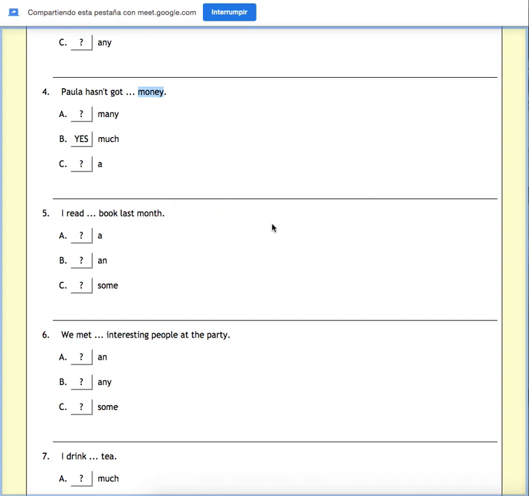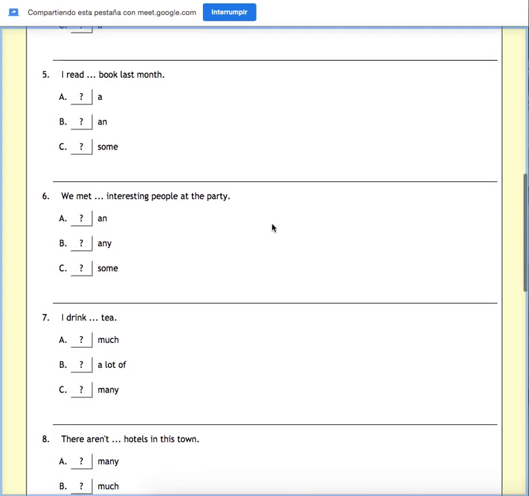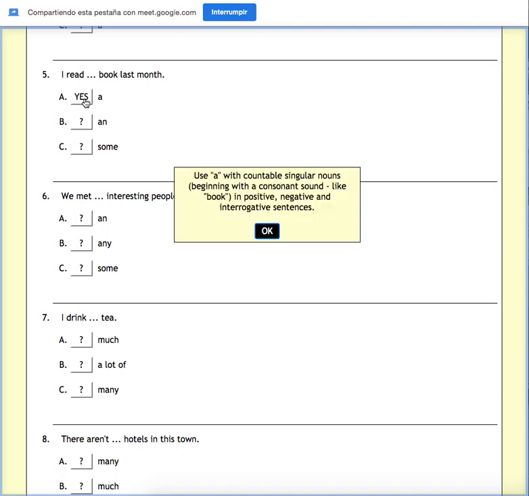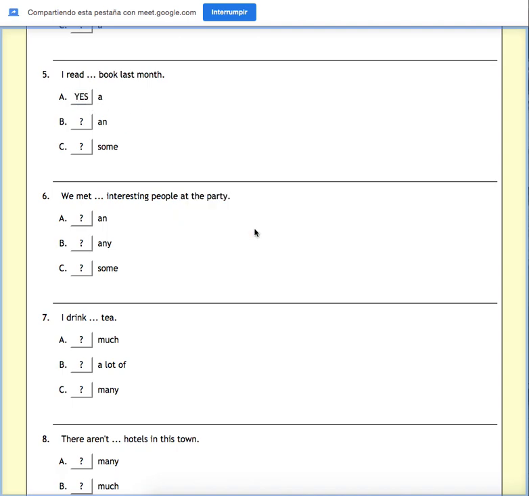Uncountable. Let's continue. Jerónimo. I read a space book last month. How can you complete it? An, some. I read a book last month. Perfect. I read a book last month.